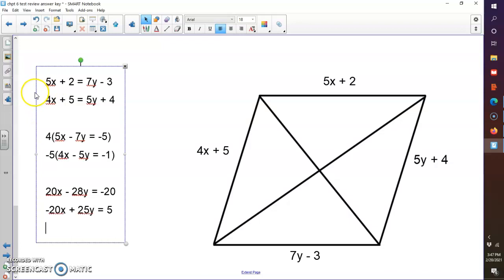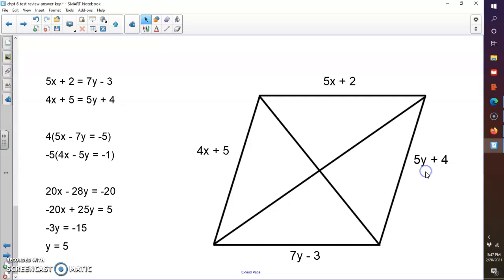When we combine like terms here, the x's cancel, and I'm left with negative 3y equals negative 15, and my y equals 5. So that makes this 29. My y is 5. That makes this 32. I'll get my x this way.